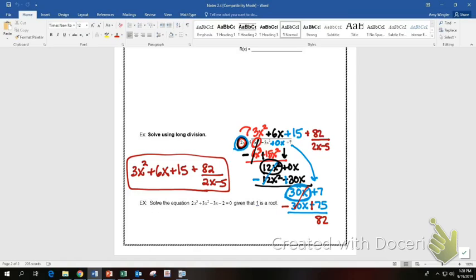So a lot of your homework tonight is just you guys practicing long division and synthetic division, because eventually this is going to be applied to graphing.